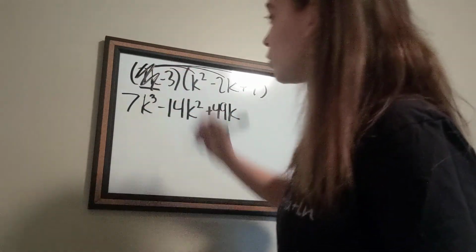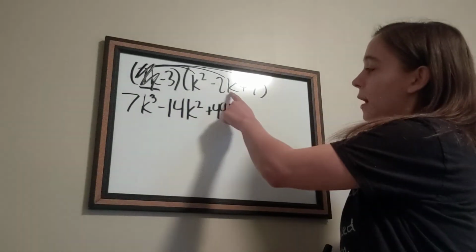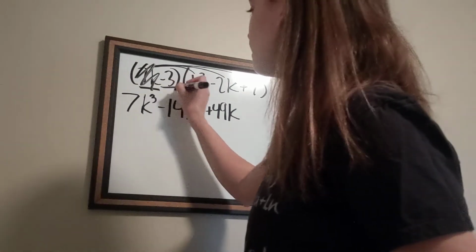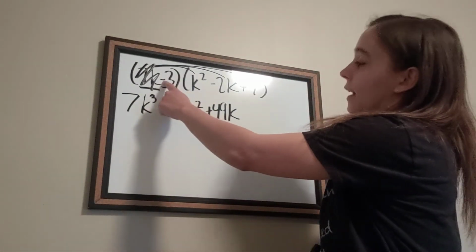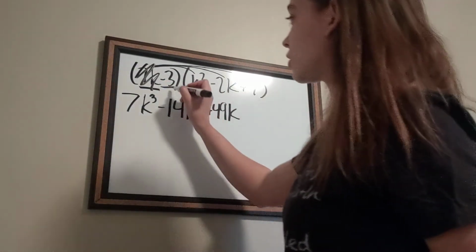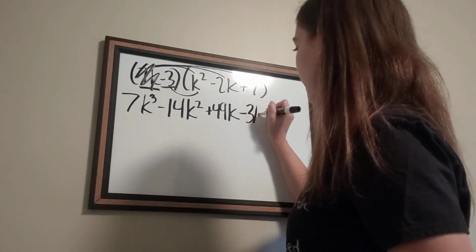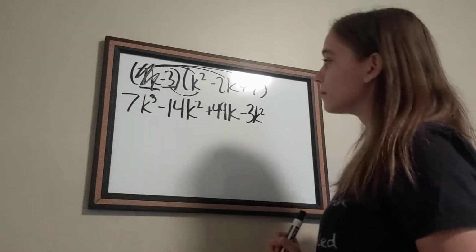I am now done distributing this 7k because I multiplied it by every single thing in the other parentheses, which means I can move on to this minus 3. Again, don't forget about that sign. I'm first going to multiply minus 3 by k squared, so that's negative 3k squared.